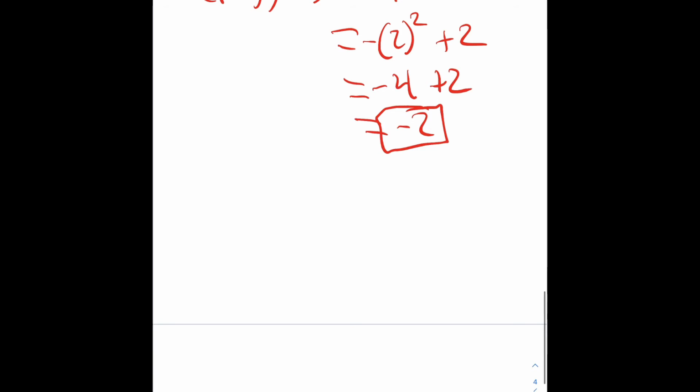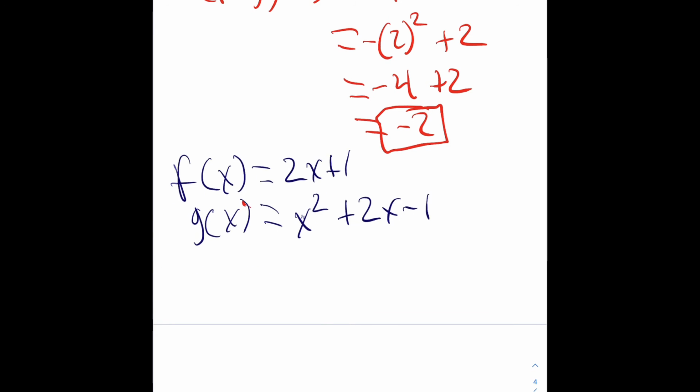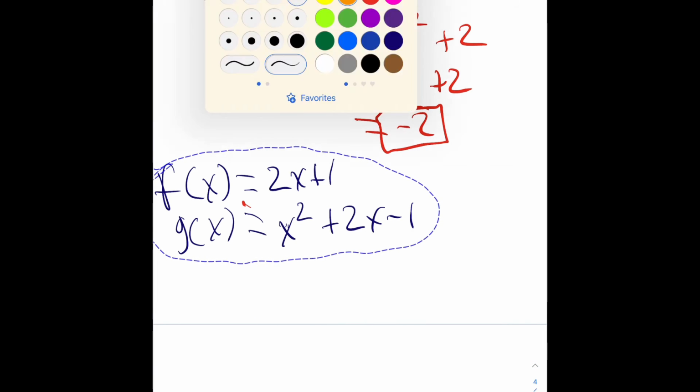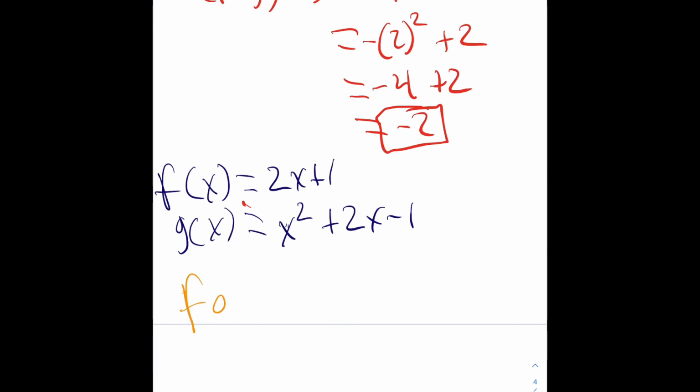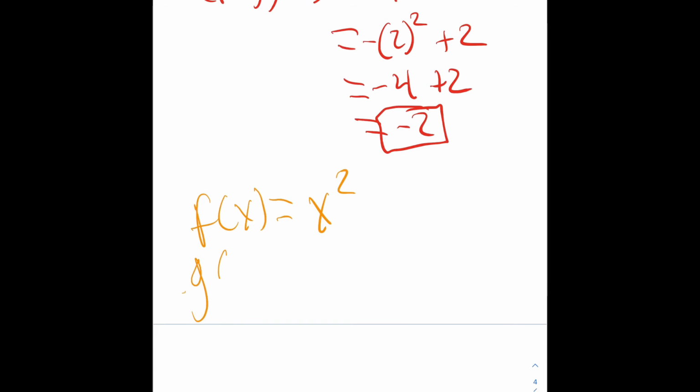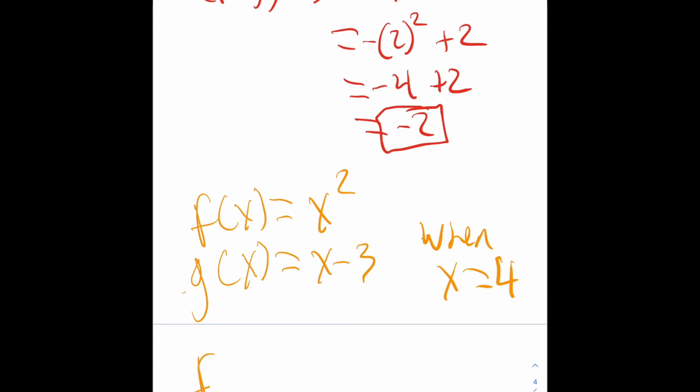All right, let's keep going. Let's do a product example. Okay, here's my functions again. And this time it is a product. So again, it's going to be fg of x. And again, actually, we are going to use different functions. I apologize. This one, we're going to use different functions. So our functions are f of x equals x squared, g of x equals x minus 3. And then I want to evaluate when x equals 4.